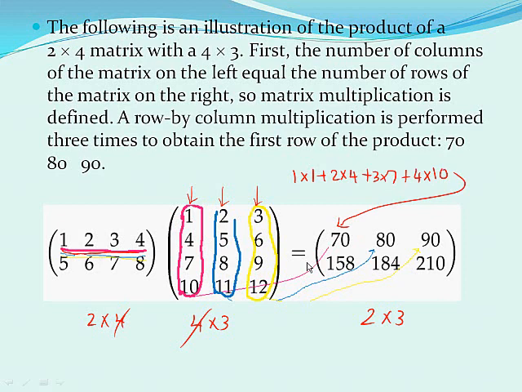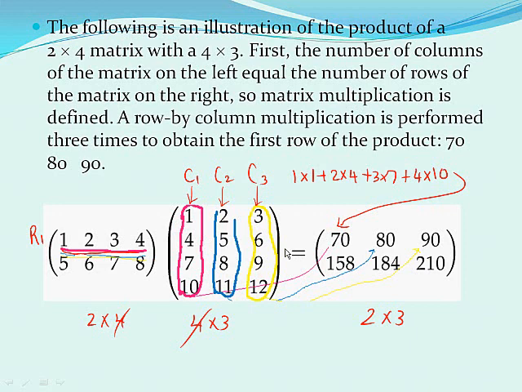So then we are going to repeat this. Keep the first row and go to the second column. So this is column 1, column 2, column 3. This is row 1. So 80 is obtained as the product of row 1 and column 2, just like we did here: 1 times 2 plus 2 times 5 plus 3 times 8 plus 4 times 11. That will make 80. Repeat.